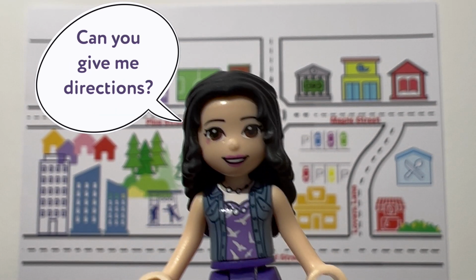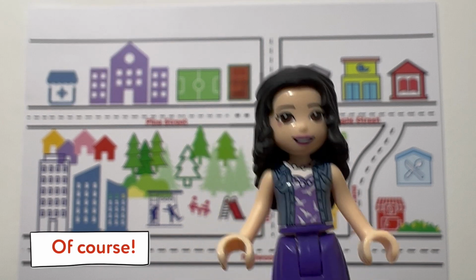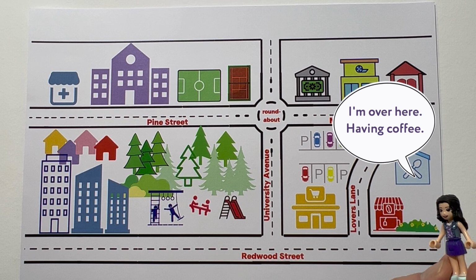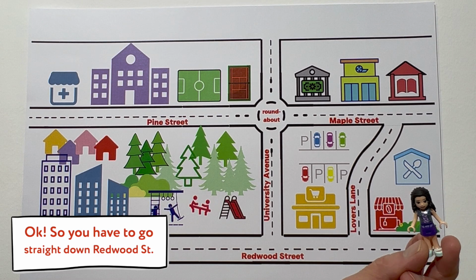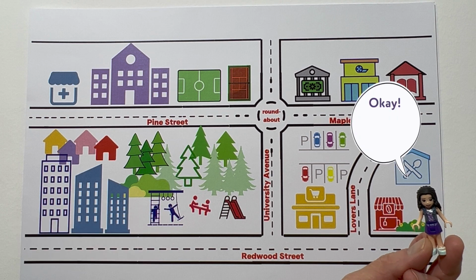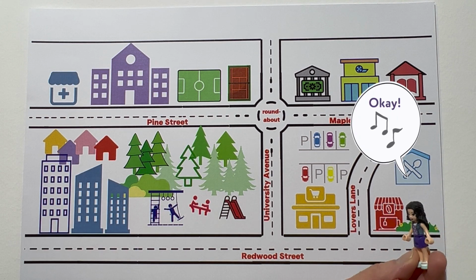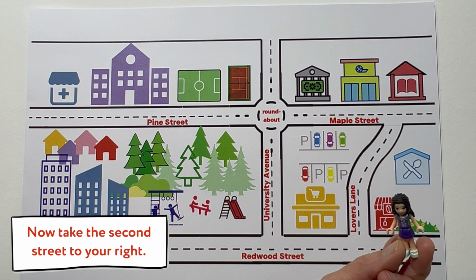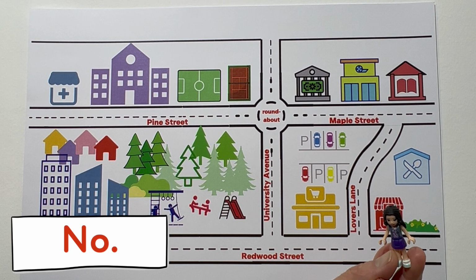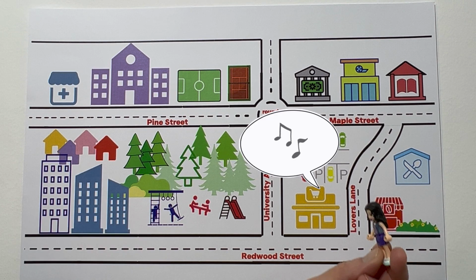Very good. Hey, hi, I'm looking for the Pine Tree School for the Arts. Oh, can you give me directions? Of course. Where are you? I'm over here, having coffee. Okay, so you have to go straight down Redwood Street. Okay. Now take the second street to your right. I don't take Lover's Lane? No, cross Lover's Lane.